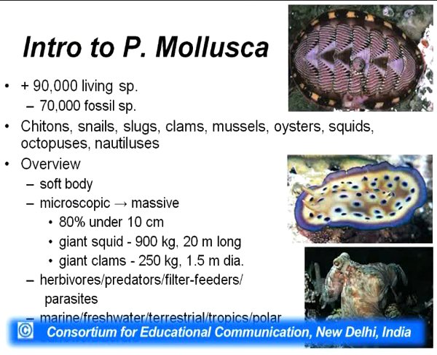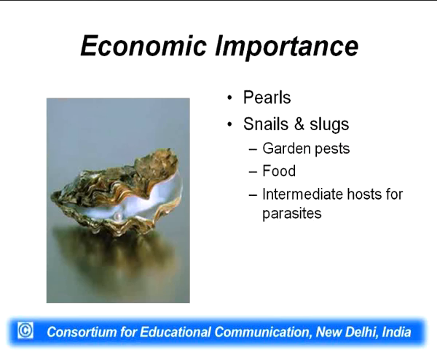Regarding the habitat, they are found in fresh water, in sea water, and in moist surroundings as well. So they are generally the burrower type of animals. If they are present in water, they may be found in the sediments of the sea. Economically, these mollusks are very important.